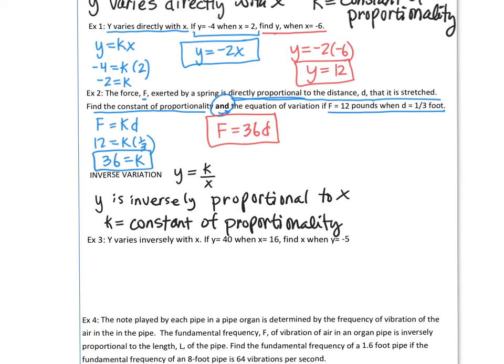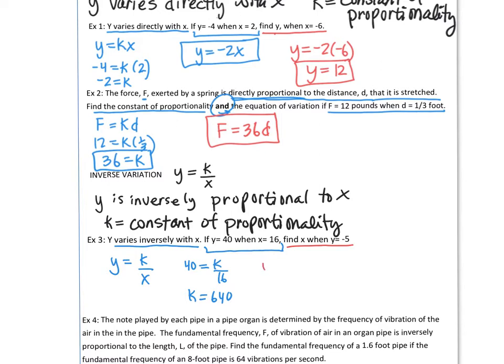So notice on example 3, y varies inversely with x. So that means y is equal to k divided by x. And then we're going to solve, if y is 40 when x is 16. So 40 equal to k divided by 16. If I were going to solve for k, I'd multiply both sides by 16. So k is 640. And now we need to find x when y is -5.